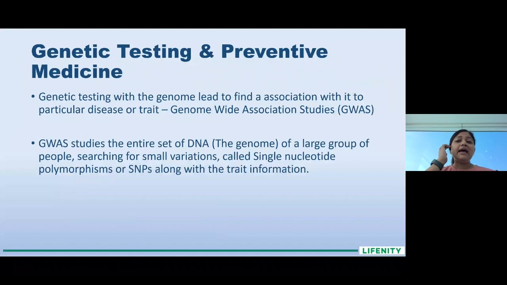Now, genetic testing and preventive medicines, what is the correlation, how can we do it? As I have explained the GWAS, that is genome-wide association studies, how it is done, how we can get benefit out of the database. So that is one factor. Now, GWAS studies look at the entire set of DNA or the genome of a large group of people, searching for a small variation, that is mutation or SNPs, along with the trait information, which we are going to utilize to give you the preventive medicines report.